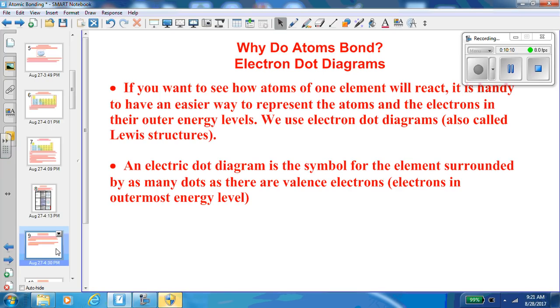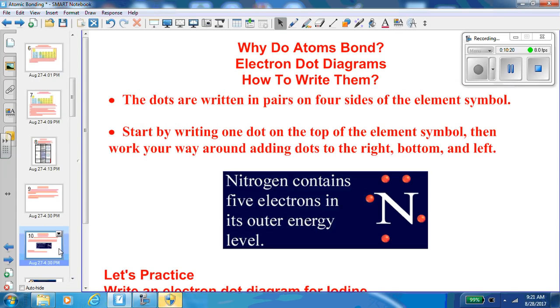We use what is called an electron dot diagram, which is also called a Lewis structure. An electron dot diagram is the symbol for the element surrounded by as many dots as there are valence electrons. And once again, those are your electrons in the outermost energy level. Let's look at an example. The dots are written in pairs on four sides of the element symbol. You start by writing one dot at the top of the element, then you work your way around adding dots to the right, bottom, and left.